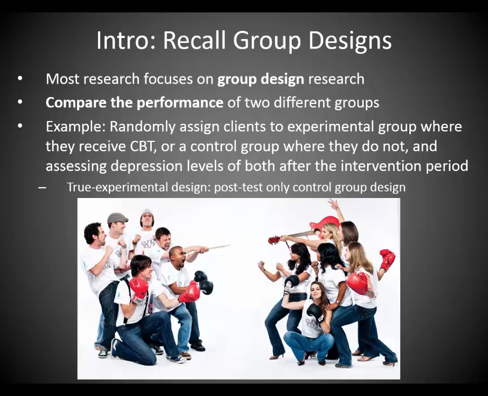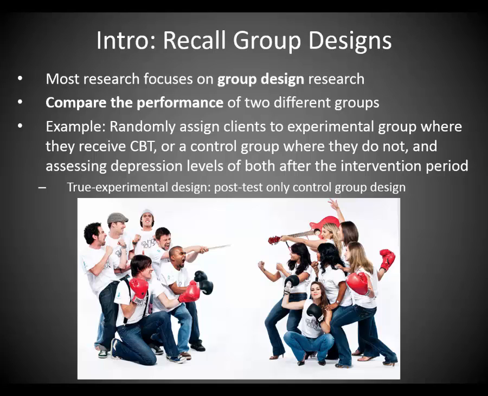For example, in one research study, we might randomly assign some clients to an experimental group where they receive a treatment such as cognitive behavioral therapy. The other group would be assigned to a control group where they do not receive this specific intervention. And the purpose of the study would be to assess differences in depression levels that are produced as a result of the intervention or the lack of the intervention. This type of research we might term as being a true experimental design.